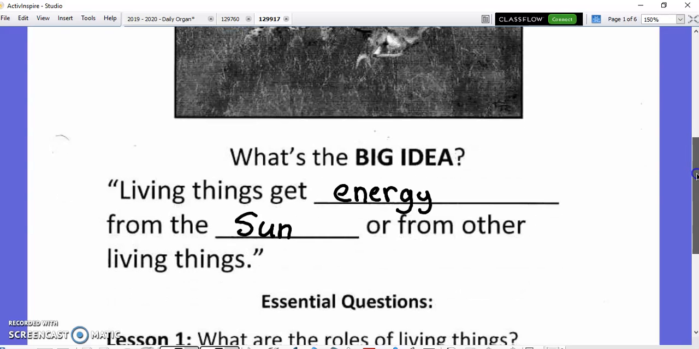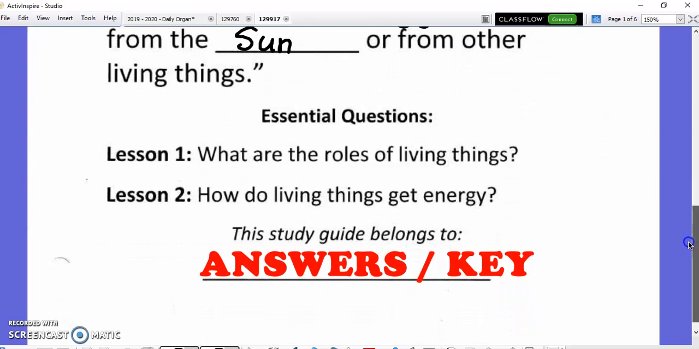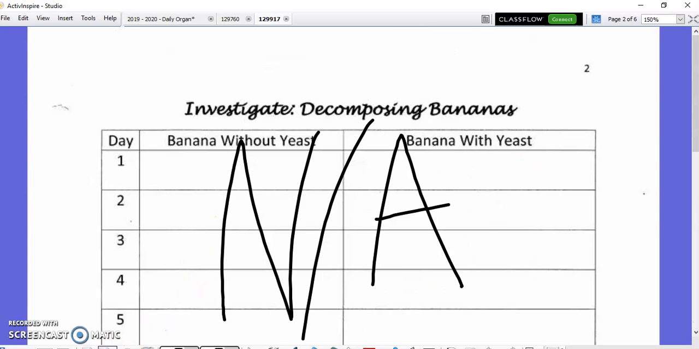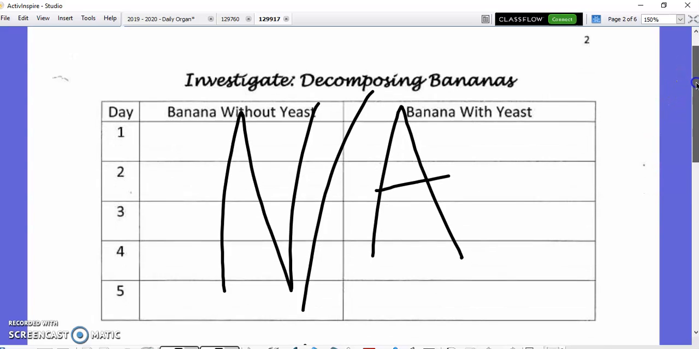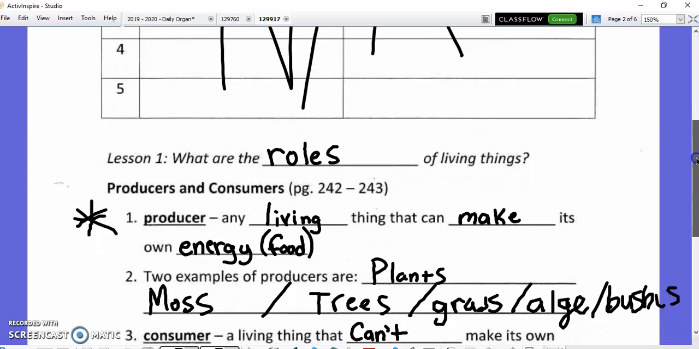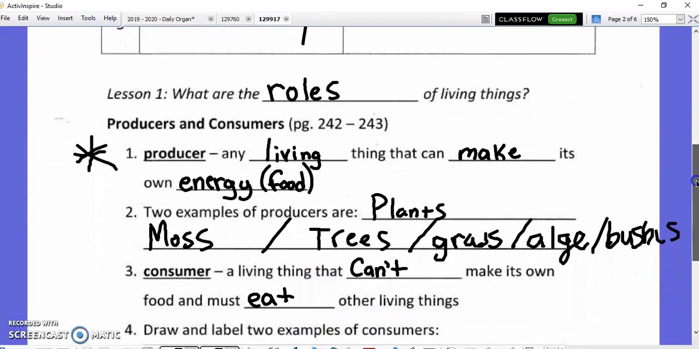or other living things. We're going to discuss the roles of living things, how they get their energy, in the next few pages. When we go over these pages, I want to remind you, if and when you see a star next to an answer, make sure you're reading that one over carefully and closely as you study. You will see them again in your district test. We did this decomposing banana project in school, so move right on to lesson 1, the roles of living things.